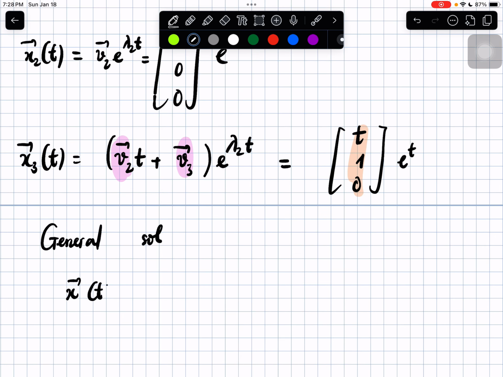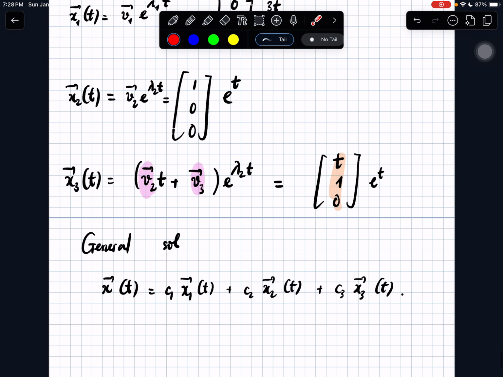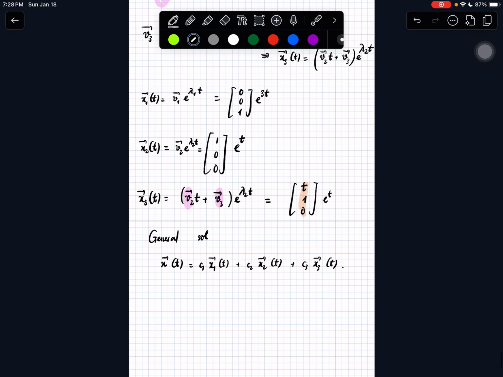So the general solution: x(t) equals c1 x1 plus c2 x2 plus c3 x3. You just replace this one for x1, this one for x2, this one for x3, with c1, c2, c3 as real numbers. We get the general solution. That's how we do it for this case.